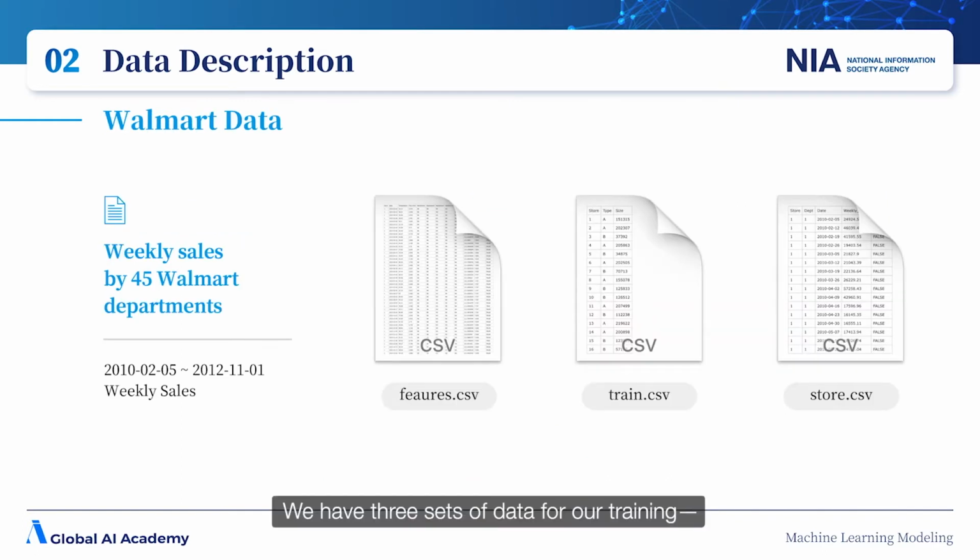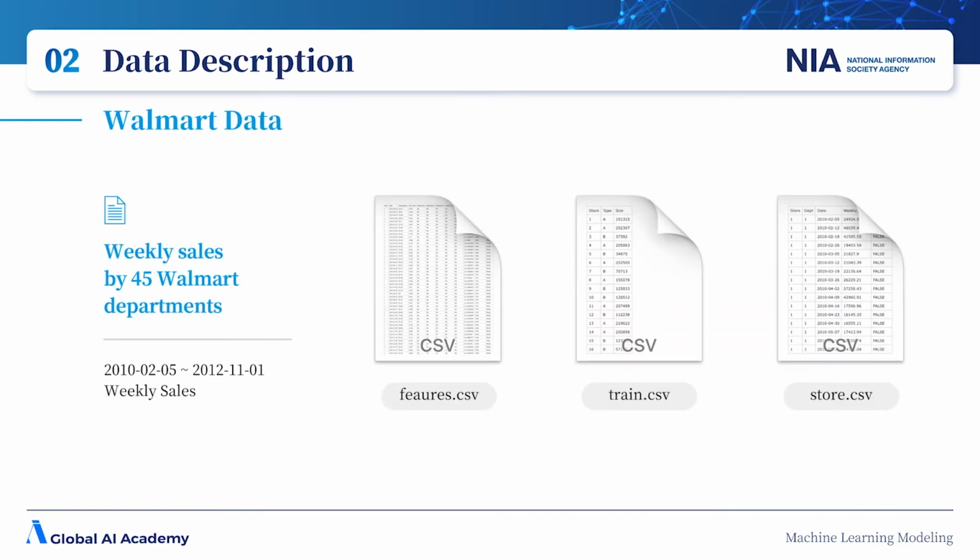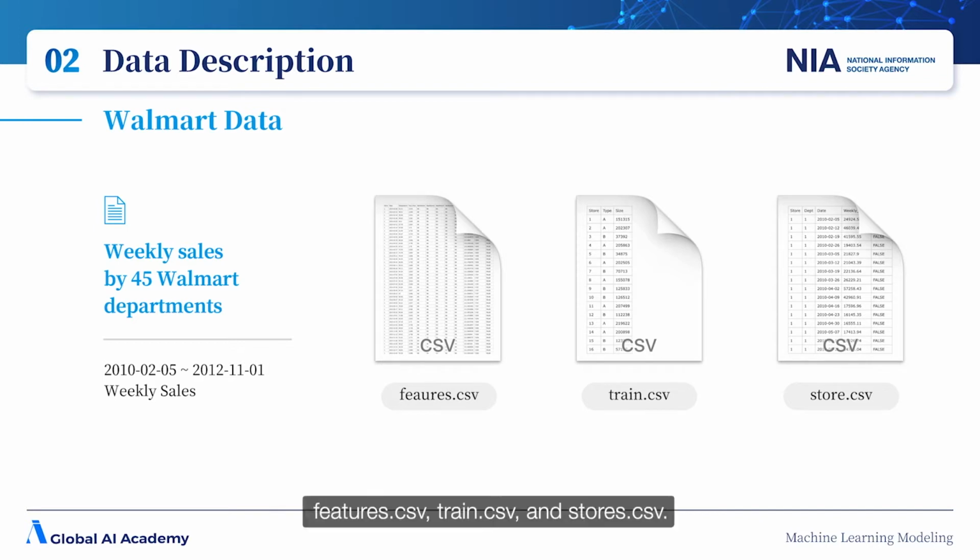We have 3 sets of data for our training. Features.csv, train.csv, and stores.csv. There are 3 separate sets of data.